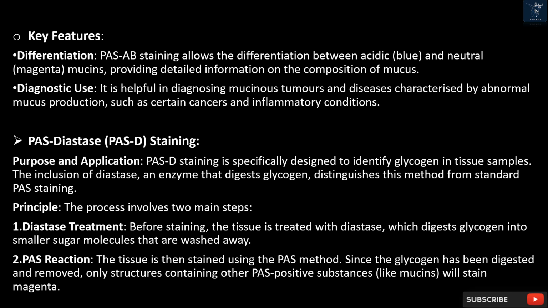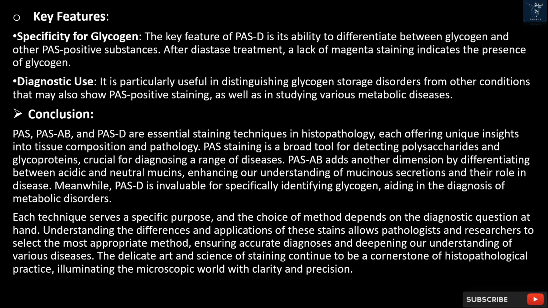Diastase treatment. Before staining, the tissue is treated with diastase, which digests glycogen into smaller sugar molecules that are washed away. PAS reaction. The tissue is then stained using the PAS method. Since the glycogen has been digested and removed, only structures containing other PAS-positive substances, like mucins, will stain magenta. Key features. Specificity for glycogen.